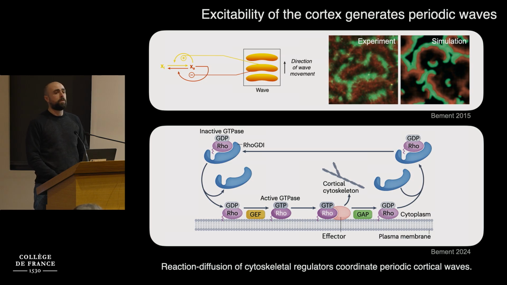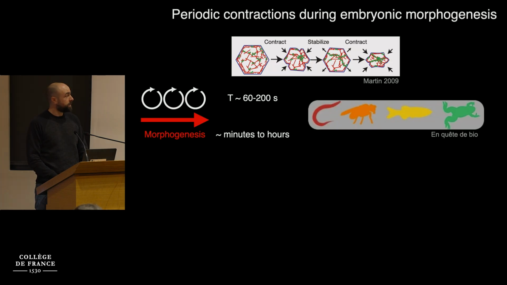Okay, so to summarize this part about periodic contractions, we see periodic contraction which could be potentially sculpting the embryo not in a steady way but in a pulsatile fashion. The period of oscillation is between 60 and 200 seconds depending on the species and the tissue. And this has been studied mostly in fast developing animals. We're talking about worm, fly, frog, fish.